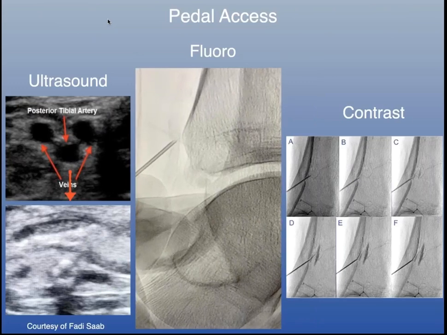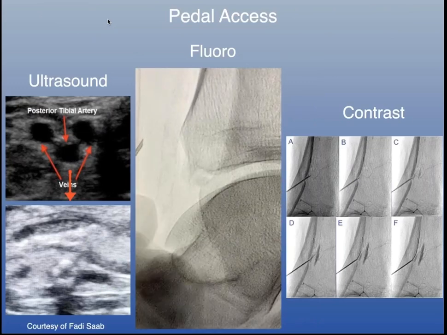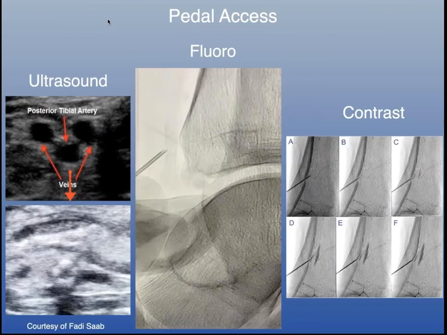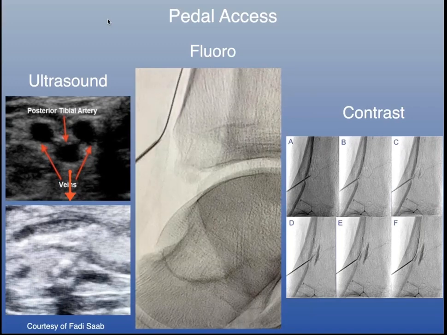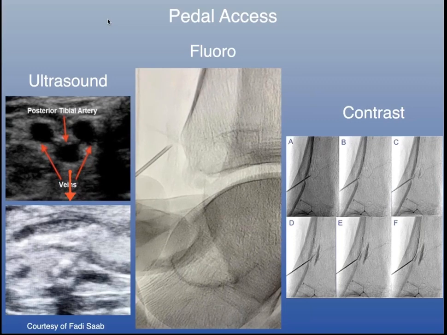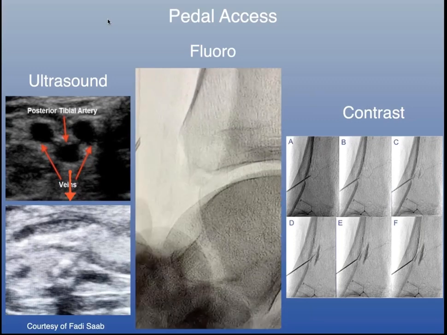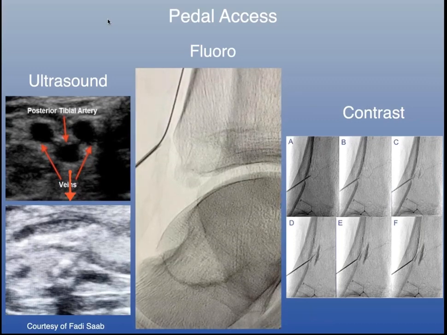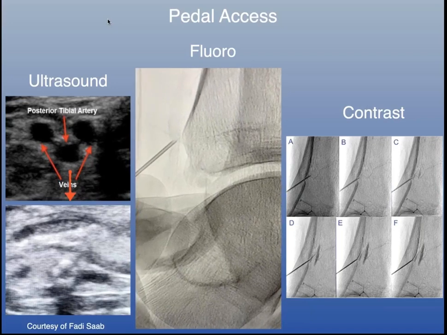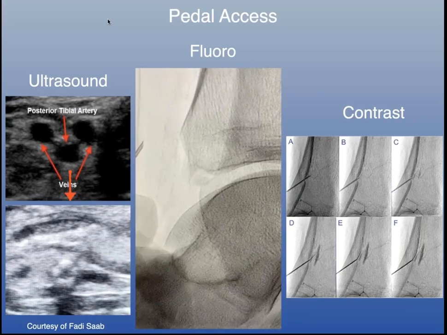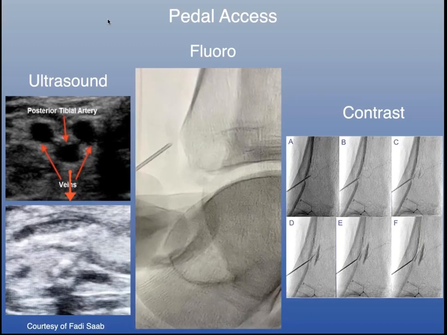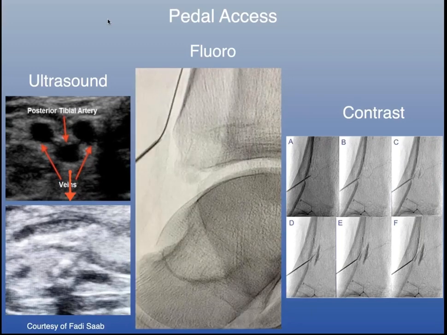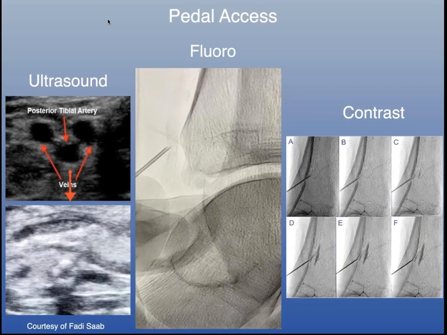But you also have to understand pedal access, because there's different ways to access these vessels. Obviously, many of us are familiar with ultrasound, and if you look at the top there under ultrasound, posterior tibial artery, that's a normal posterior tibial artery with its paired veins in the foot. That's not what it looks like most of the time when you're dealing with CLI patients. It looks more like the one in the bottom or worse, where it's heavily calcified or you can't find it or you can't see it. And there's obviously different ways to access these vessels.